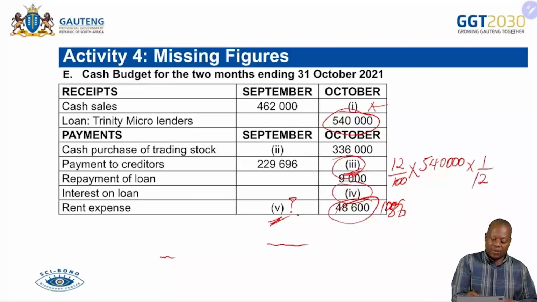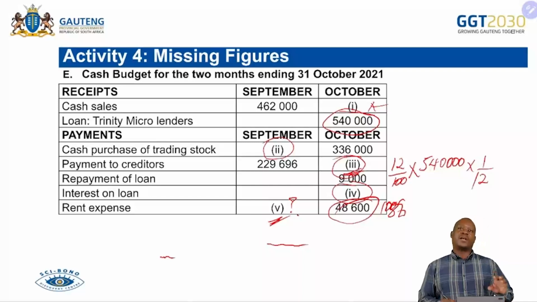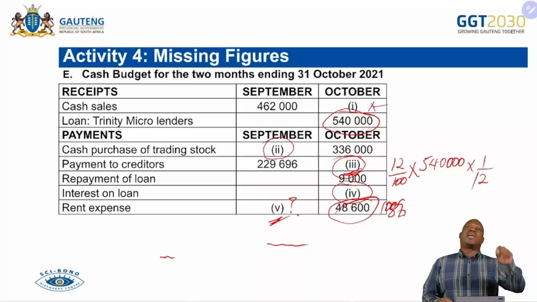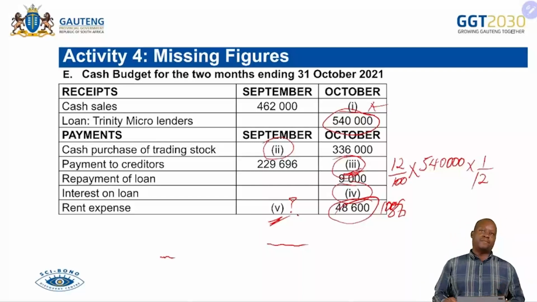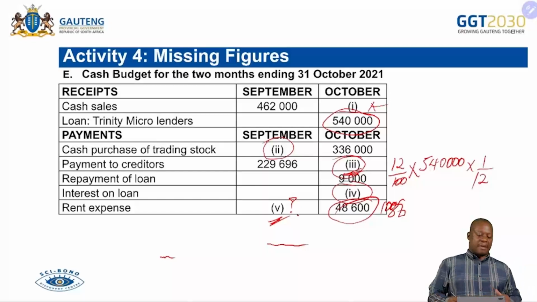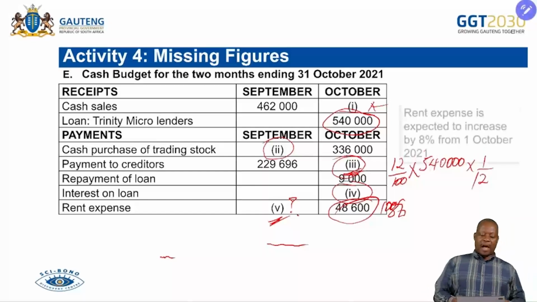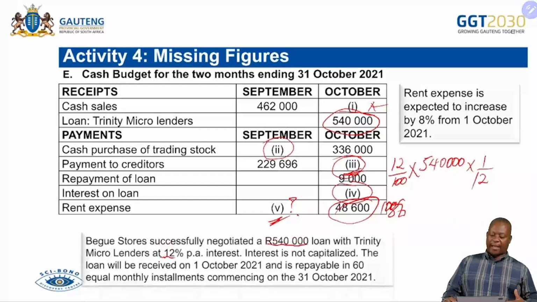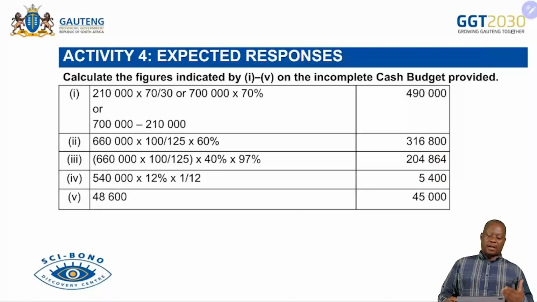And then when it comes to cash purchases of trading stock, this one is the easier because we are looking into the same month. So what do we need to do? We just use the sales for September to find the purchases for September. And then we are going to use it to find the cash purchases for that month. Straightforward. So let's check how this is going to look when we check on the answers.